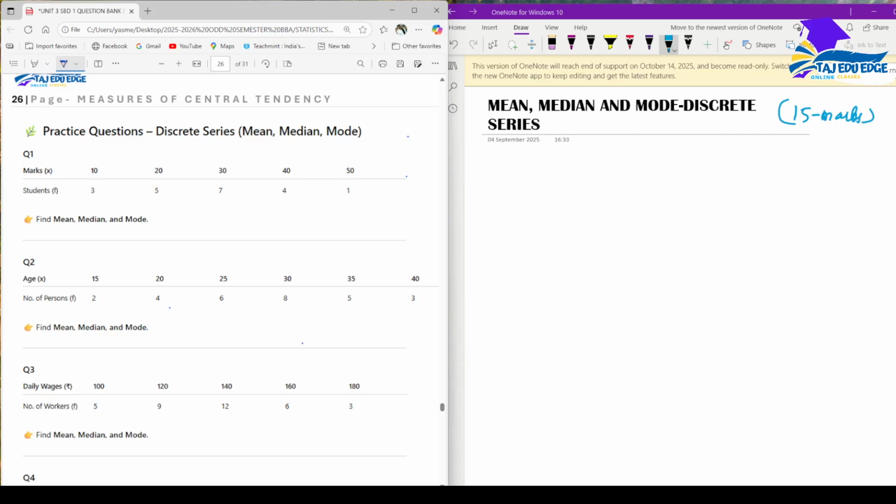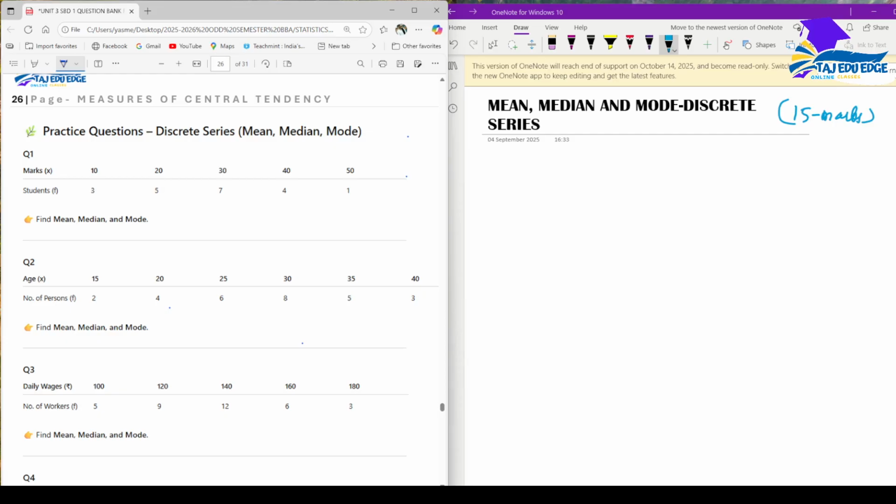What does it mean? It means that they are giving the information of x values and f values. When they give x and f values, that means that is a discrete series, right? When they have given the discrete series, it's important for us to find the mean, median and mode by using different formulas than the formulas which we have used for individual series.